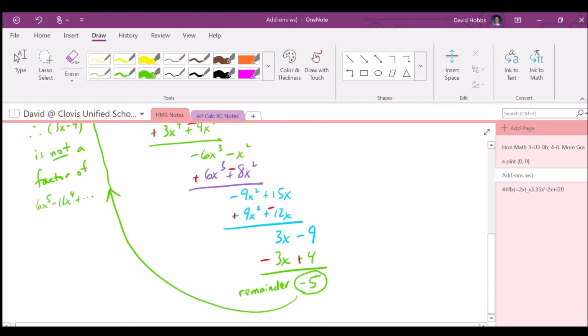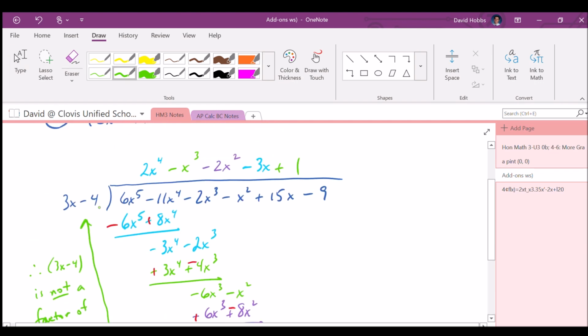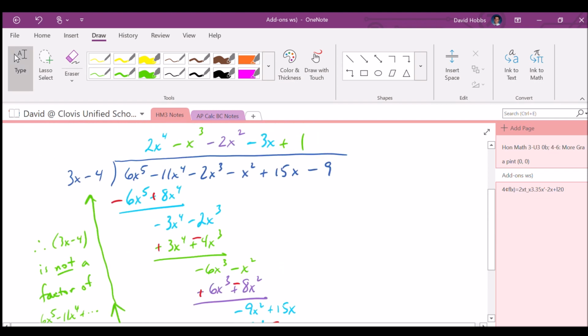So if there is a remainder, as opposed to getting 0 here on this last step, anytime there is a remainder, technically 0 is not a remainder, but anytime there's a remainder, then whatever you're dividing by is not a factor. On the other hand, if you get 0 on this last step and you've done everything correctly, then whatever you're dividing by is a factor.